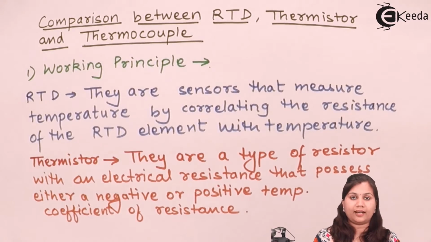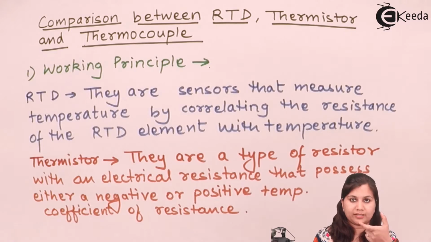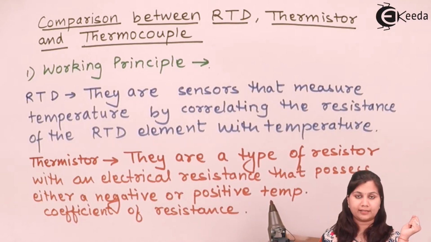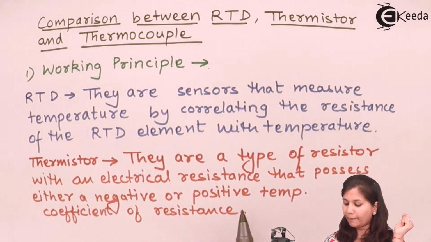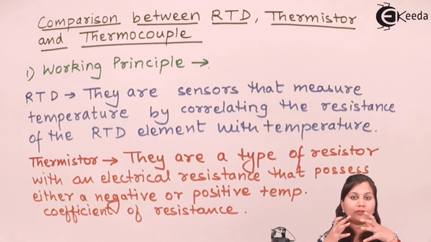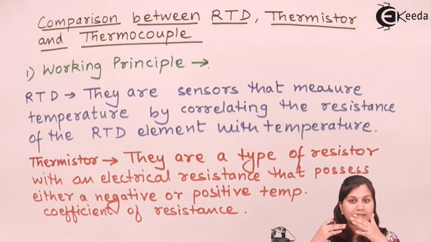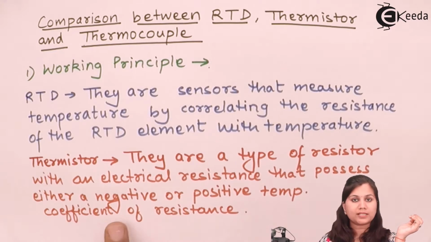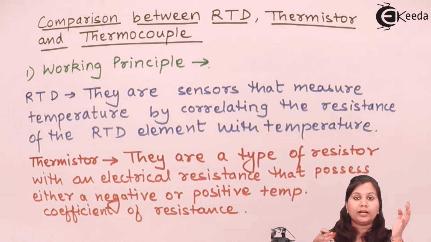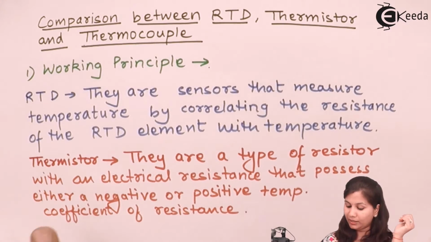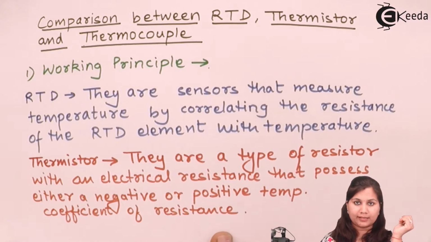Now, thermistors are a contraction of the words thermal resistors. So they are a type of resistors only, or we can say they are a special type of resistors in which the electrical resistance possesses either a negative or a positive temperature coefficient of resistance. As I have said, there are certain elements for which as the temperature increases, their resistance also increases, and those are known as elements having a positive temperature coefficient of resistance. Elements in which the resistance decreases with the increase in temperature have a negative temperature coefficient of resistance.